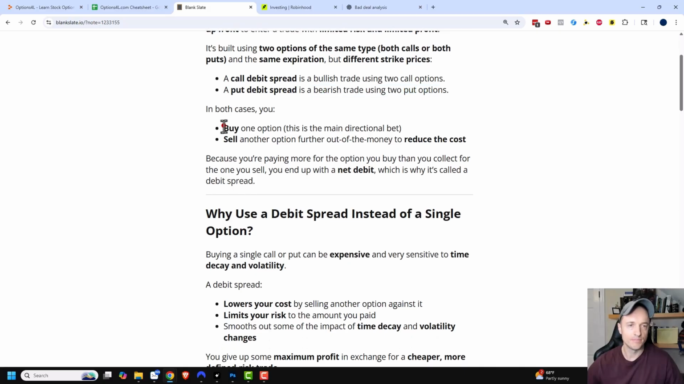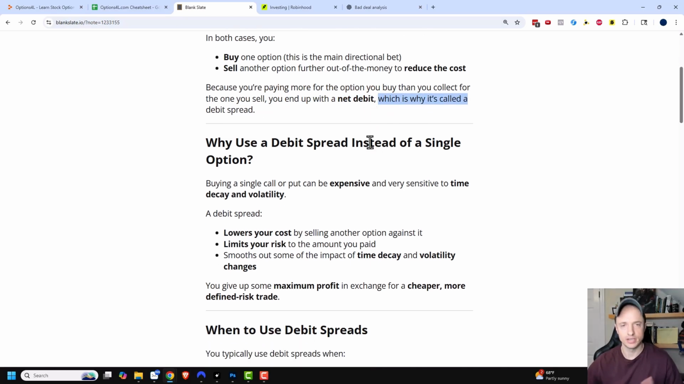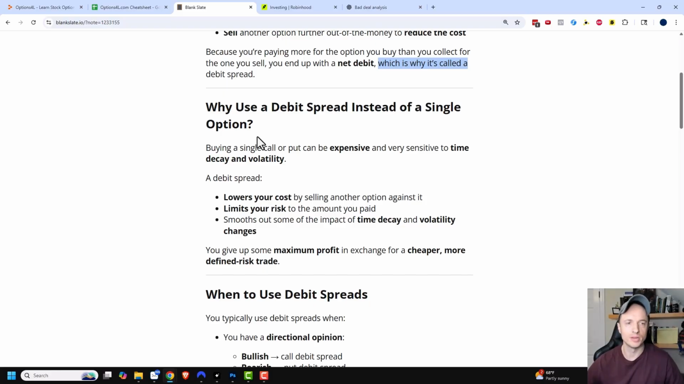So in both cases, you buy one option. This is the main directional bet. So buy one, which is the way you want the stock to actually go, and you sell another option further out of the money to reduce the cost. And you'll see that as we go through the examples. Now, because you're paying more for the option you buy than you collect for the one you sell, you end up with a net debit, which is why it's called a debit spread. So you're paying money versus a credit spread where you're getting money up front. You're getting that premium up front.